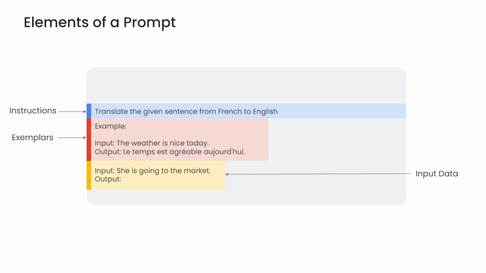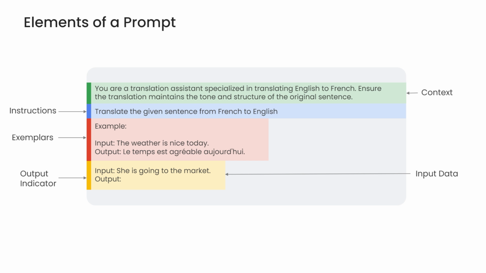Exemplars are provided in the prompt to guide the model on how to respond. These can be specific examples or few-shot learning techniques where you show the model sample inputs and expected outputs to steer its performance. Indicators are hints or guiding words embedded in the prompt to signal the desired structure or format of the response. For example, starting with answer or output helps the model understand the format it should follow.